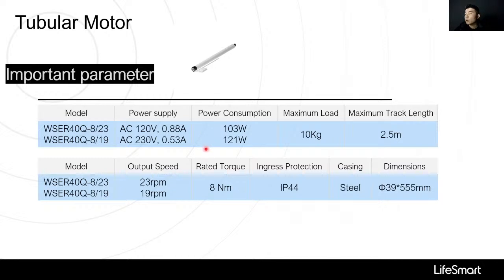And what we need to focus on is the maximum load and the maximum track length. For the tubular motor, its maximum load is 10 kg and the maximum track length is 2.5 meters.